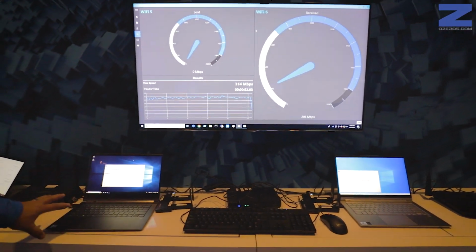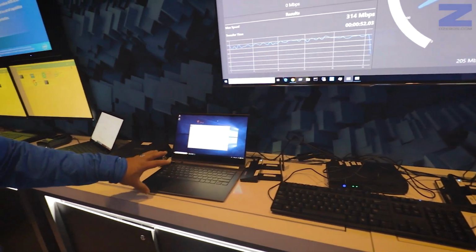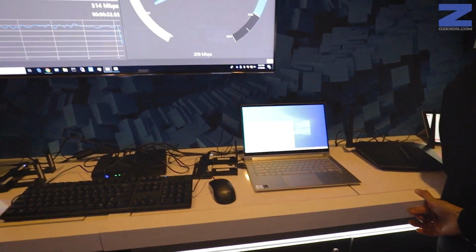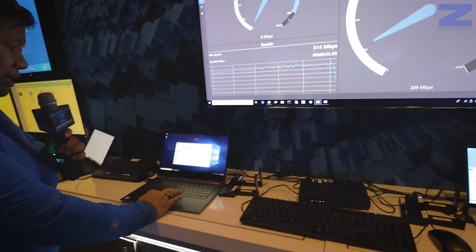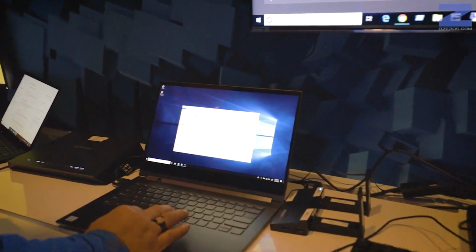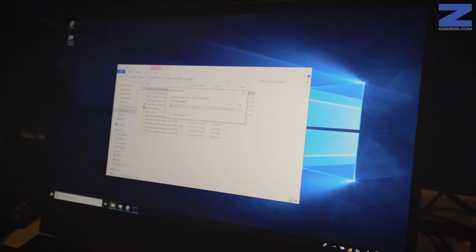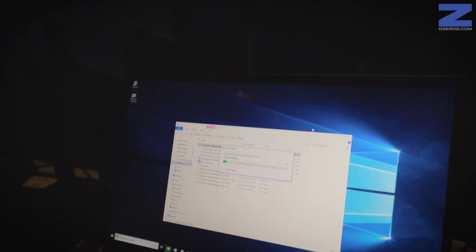So the demo here is we have two identical systems. The only difference is this one's connected to Wi-Fi 5 and that one's connected to Wi-Fi 6. So here we're downloading a movie that's 1.7 gigabytes. It's a Barcelona football game. And we'll do the same thing on this system.